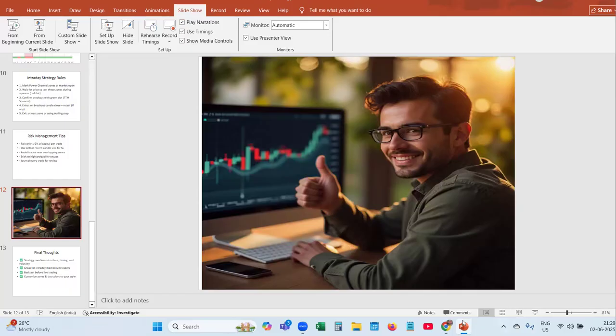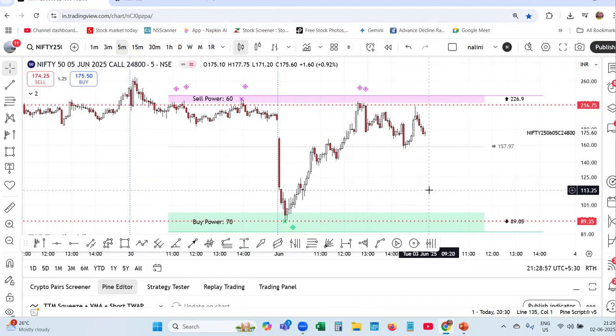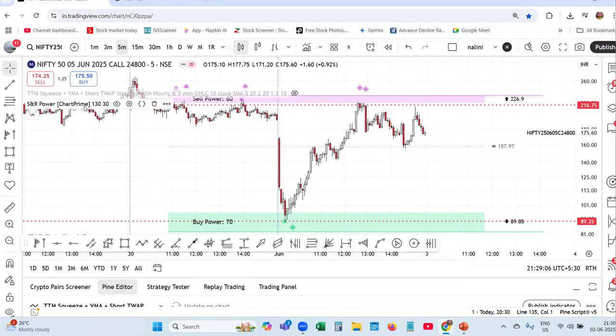You can see a trader with my indicator showing thumbs up. So he has got confidence over here. Let me take you to the chart here. I am going to apply the indicator. In this chart, the 24,800 call option. This is the indicator. Let me open the indicator.